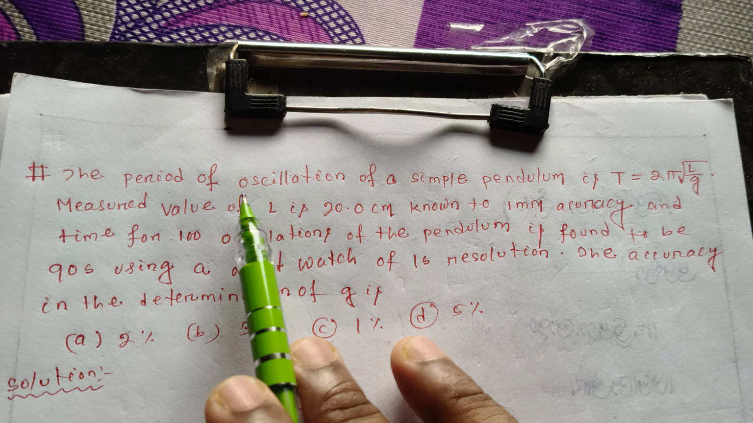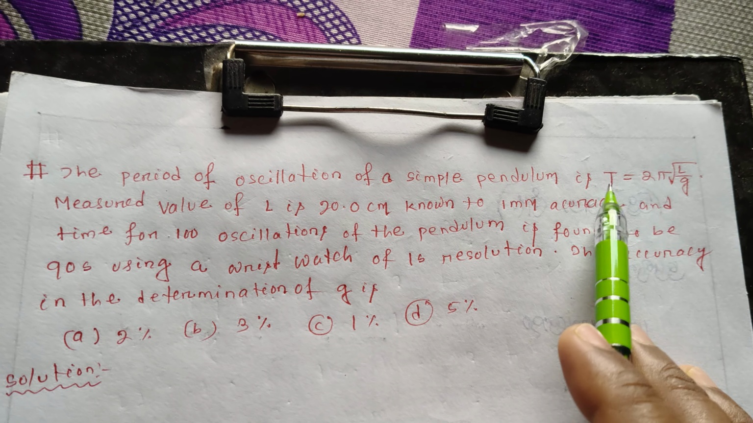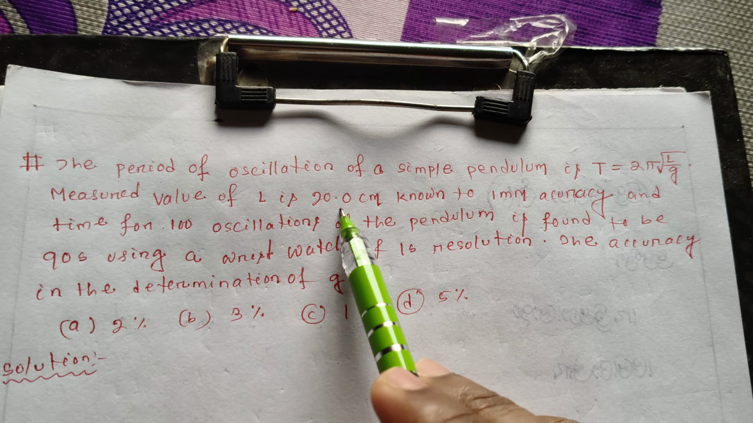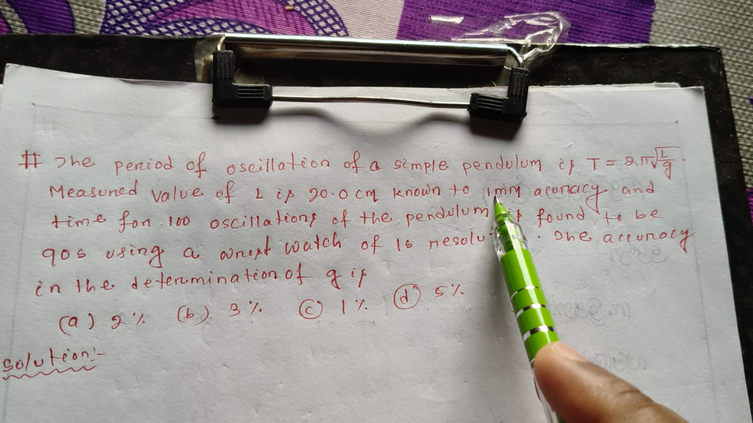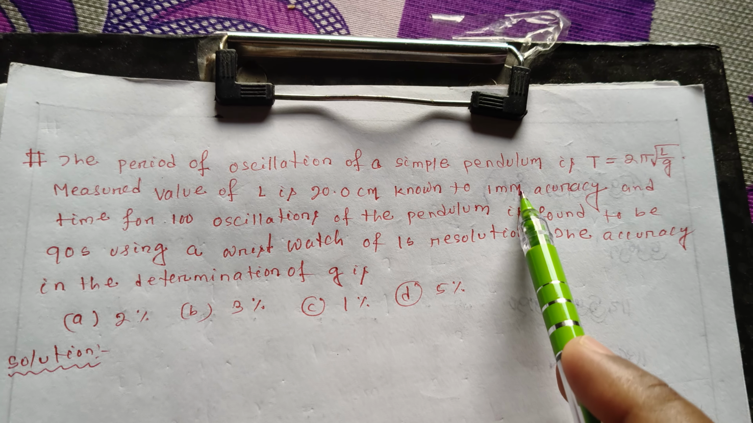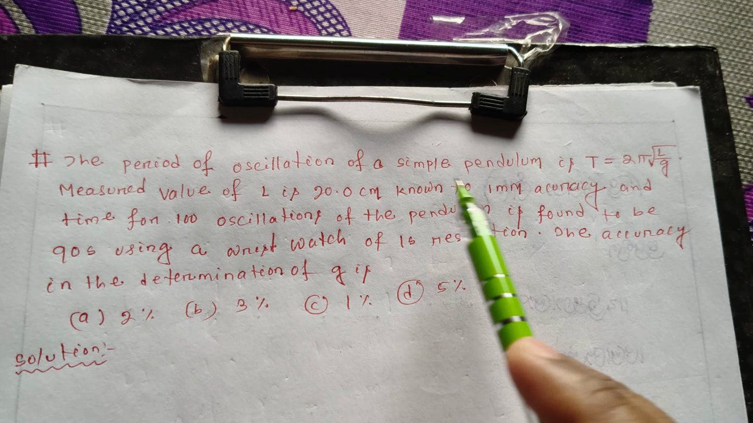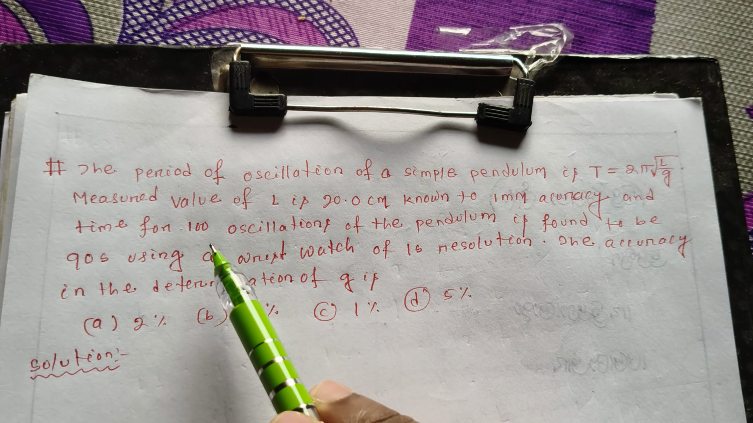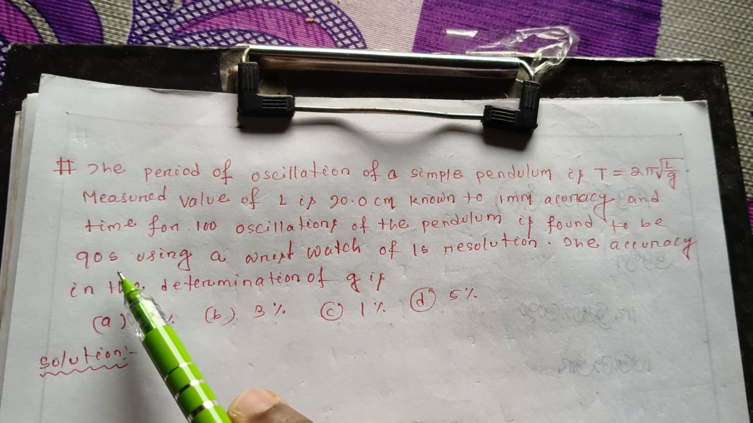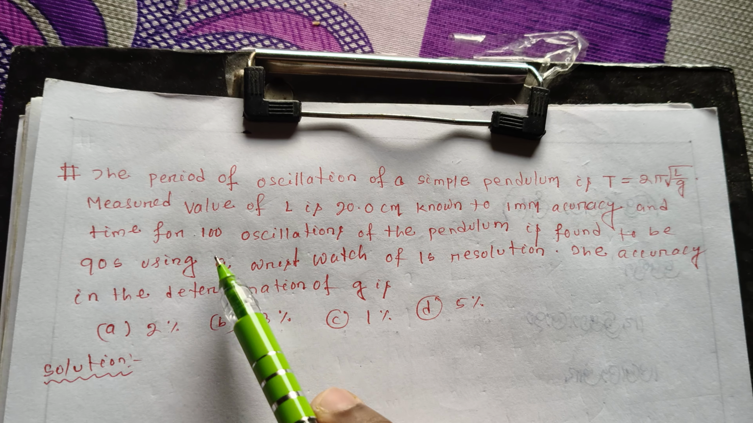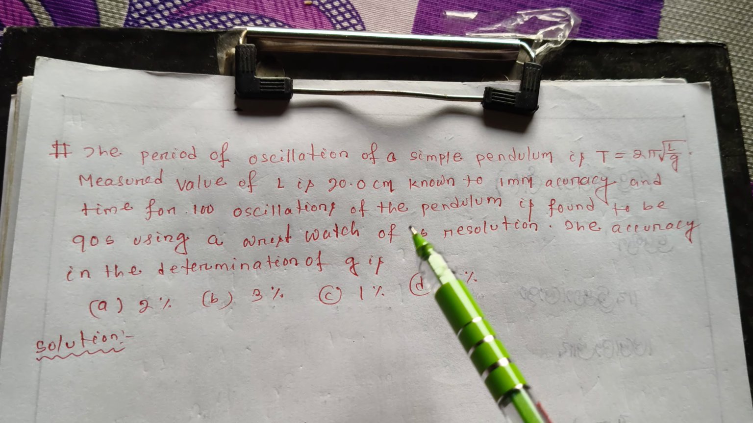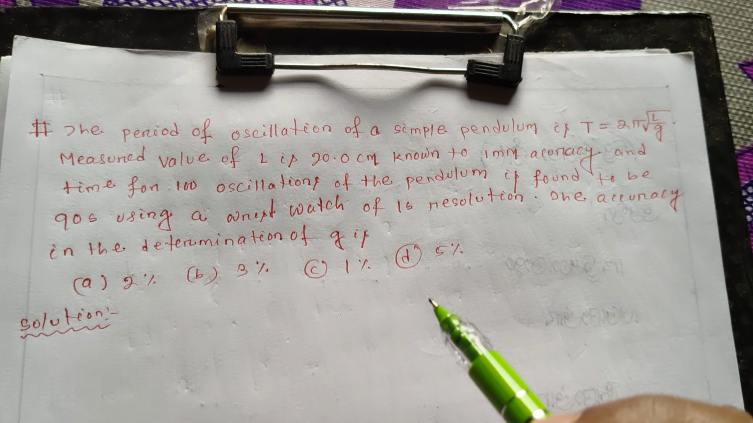Okay, and the time period of oscillation of a simple pendulum, that formula is given, T is equal to 2π root over L by g, and the error in L is del L, which is 1 mm. Now convert into the standard unit, centimeter. And the time for 100 oscillations of the pendulum is found to be 90 seconds, that is T is equal to 90 seconds, and the error of time is 1 second, already given. Now we have to find the value of g.